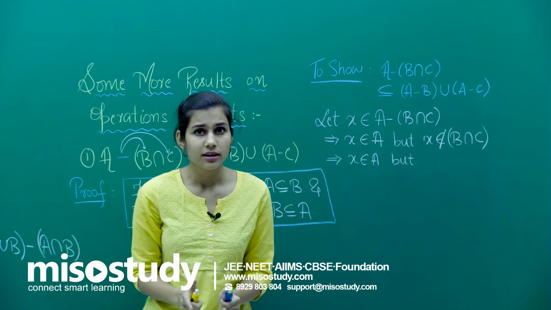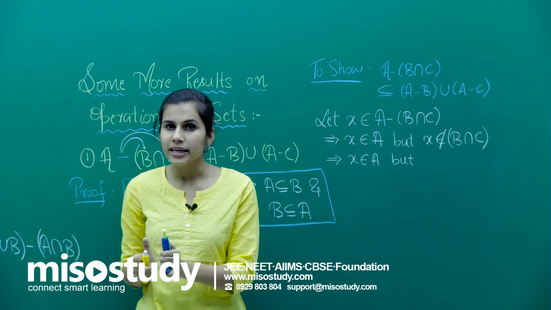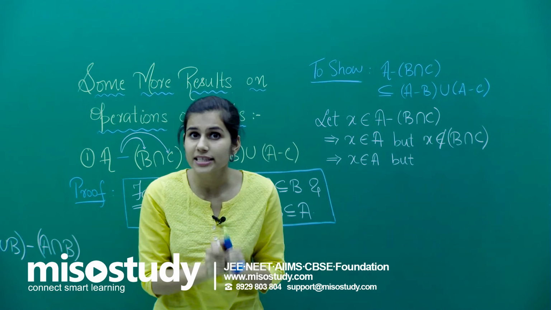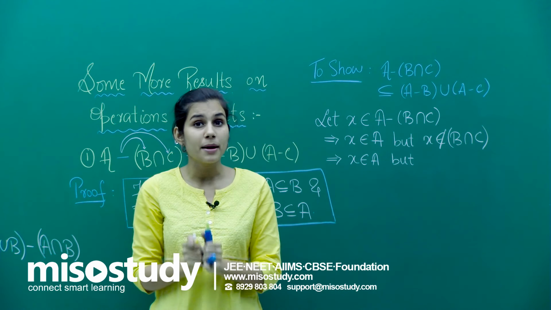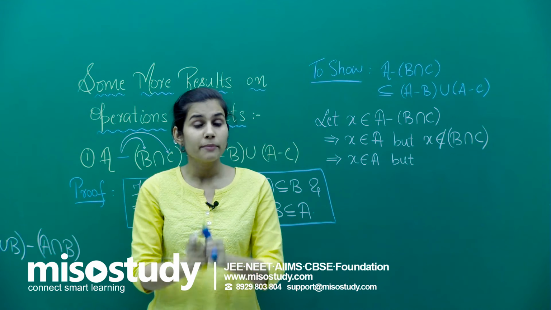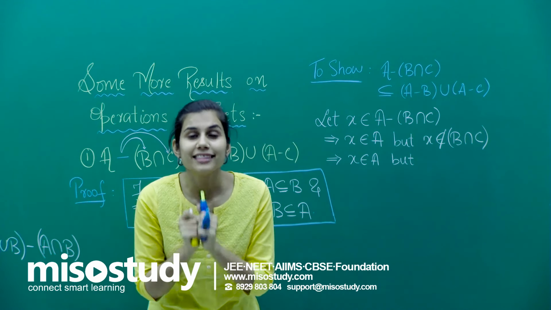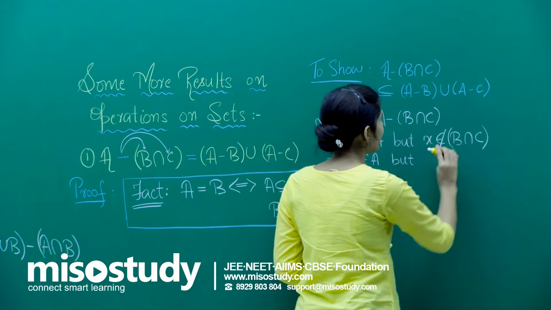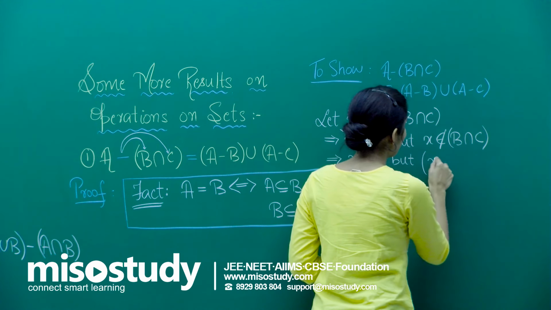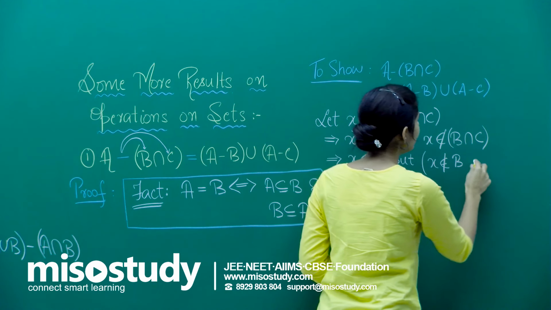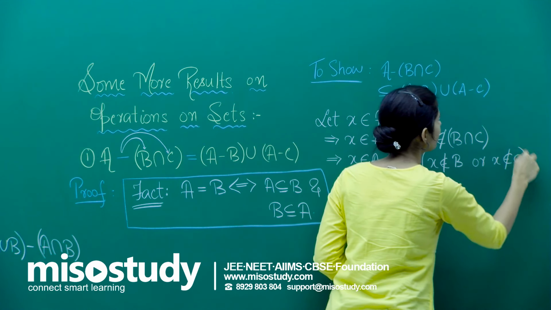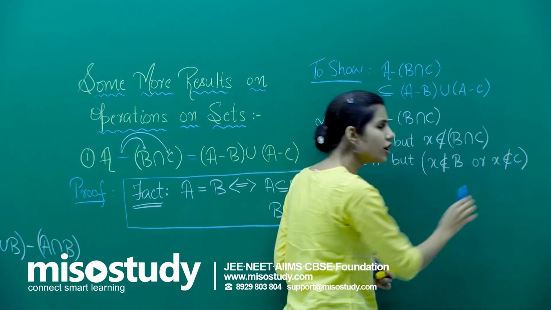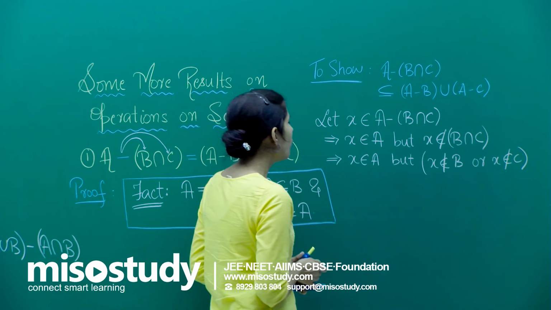This is only possible if either X is not a member of B or X is not a member of C. Suppose X is a member of B but not a member of C. In that case, X will not come out to be a member of B intersection C. Also, if X is a member of C and X is not a member of B, even in that case X cannot be a member of B intersection C. Therefore, X does not belong to B or X does not belong to C. Even if it does not belong to one of the sets, it is not going to belong to the intersection set. What is the next thing?